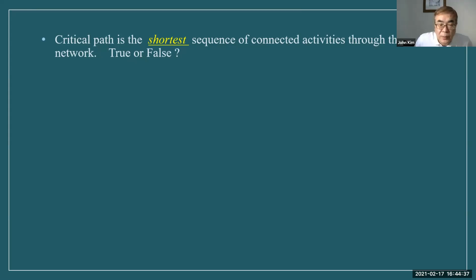The critical path is the shortest sequence of connected activities through the network. True or false? Anybody? That's false. False, because earlier we said the critical path is the longest, right? So the answer is false.